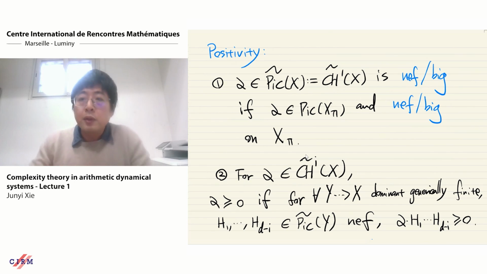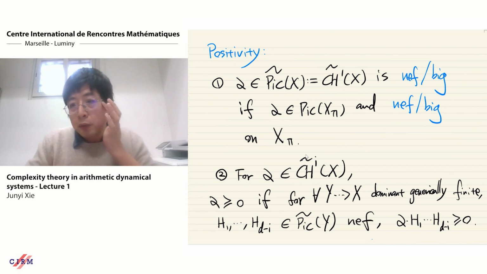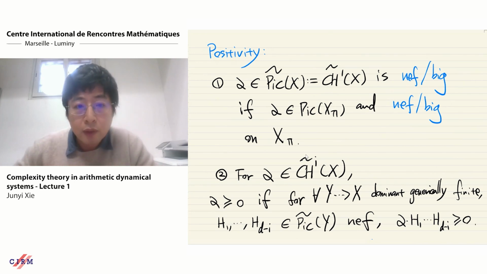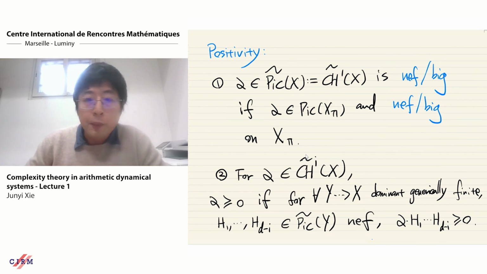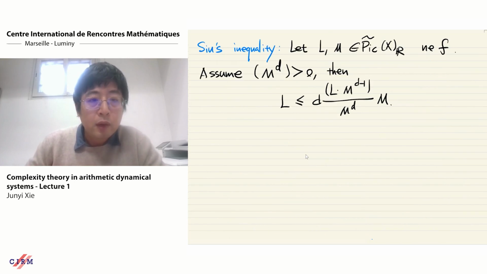So we use this intersection to define this positivity of alpha. Basically we say that alpha is positive if and only if its intersection with any nef classes is non-negative, and it is preserved by any dominant and generically finite maps. Okay.